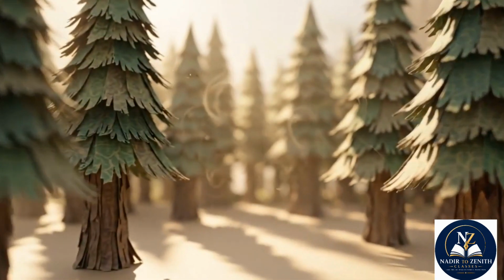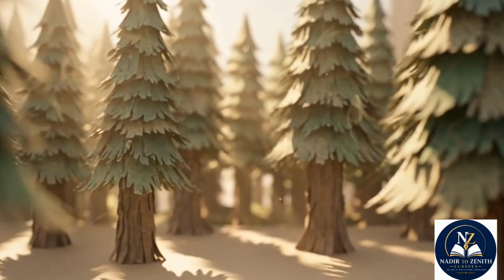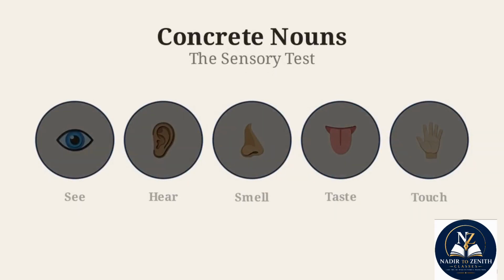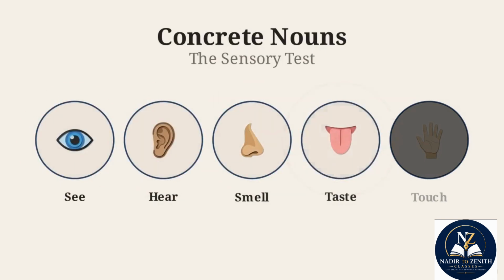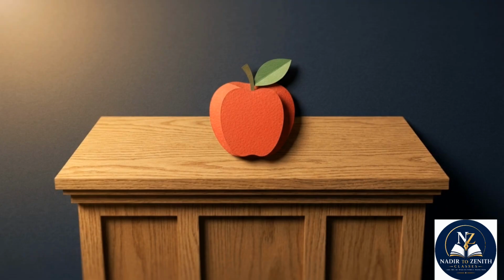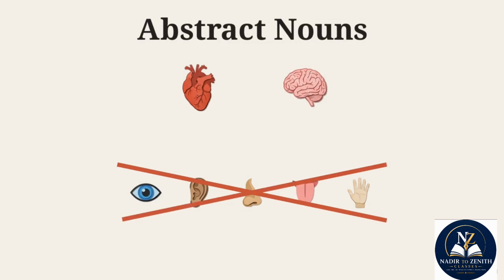Next, we divide nouns by physical reality, starting with concrete nouns. These are things that actually exist in the physical world. The test is simple. If you can interact with it using any of your 5 senses, if you can see, hear, smell, taste, or touch it, it is a concrete noun. The desk in front of you and the apple on it both pass the test. But abstract nouns refer to invisible concepts, things like love, time, or knowledge.